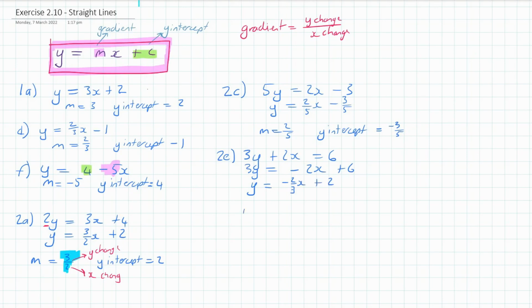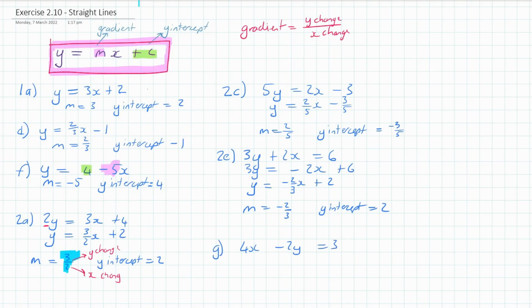And so at this point I can say that m is equal to negative 2/3, and the y-intercept is equal to 2. Now, you may need to do a bit of rearranging for some of these. I'll do maybe one more, just to give you an idea. So the next one, we've got 4x minus 2y is equal to 3.